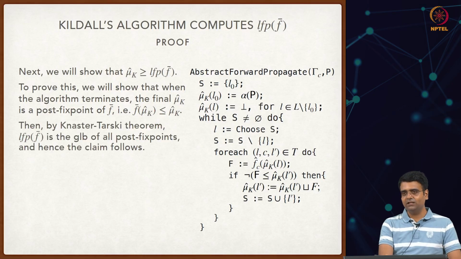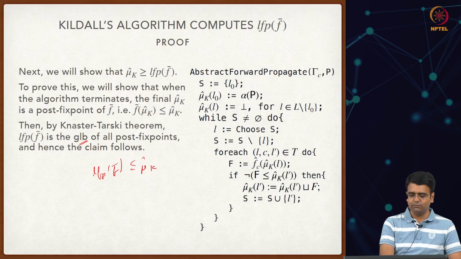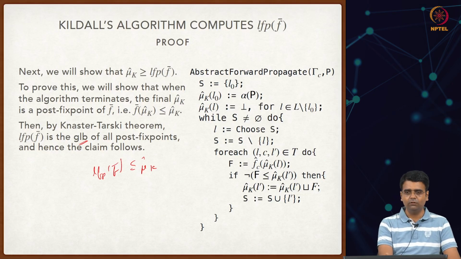The Knaster-Tarski fixed point theorem says that the least fixed point of f bar is the greatest lower bound of all post fixed points. So the least fixed point of f bar is a lower bound of all the post fixed points. If I can show that this mu hat k is also a post fixed point, that will mean that LFP of f bar is less than or equal to mu hat k, because Knaster-Tarski says that LFP of f bar is the greatest lower bound of all post fixed points. Therefore what I really have to show is that mu hat k at the end of the loop is actually a post fixed point of f bar.